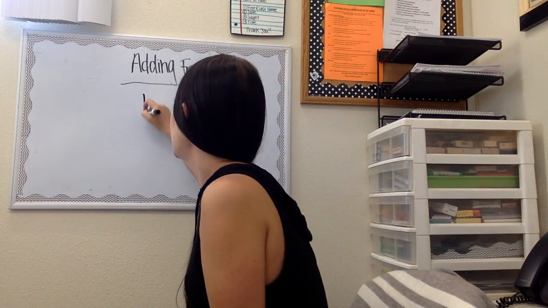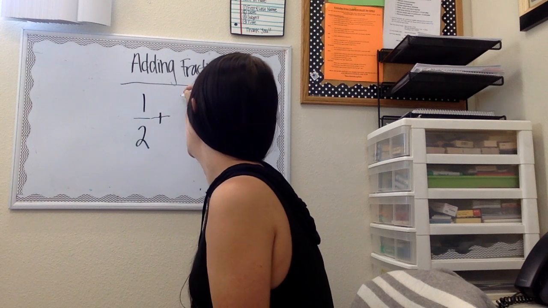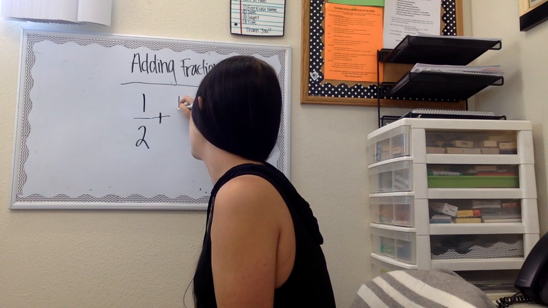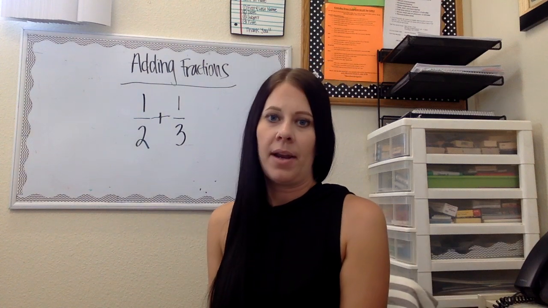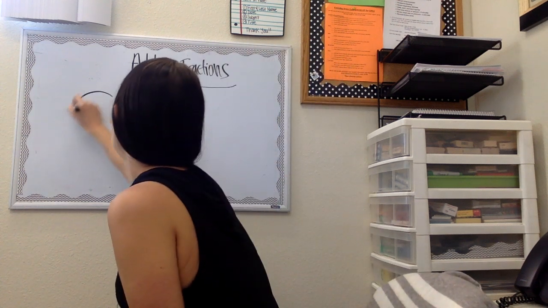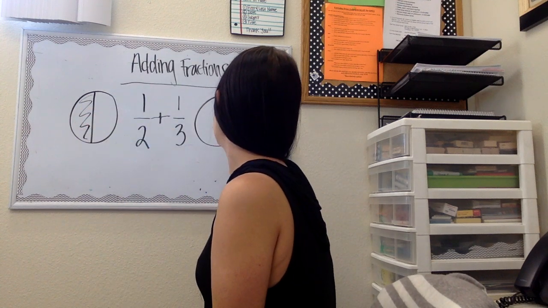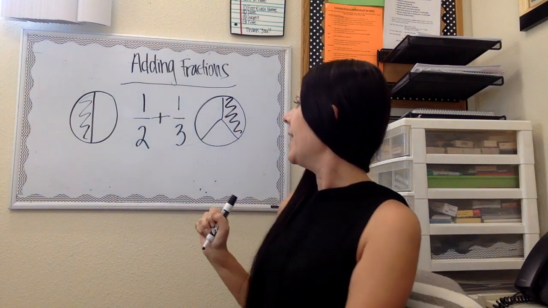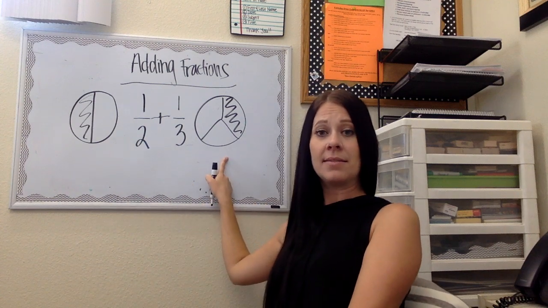So when I have, let's say, 1/2 plus 1/3, I cannot just add them right now because they're not the same. This is saying I have a pizza and I have a half of it. This is saying I have a pizza and I have 1/3 of it. I can't just say I have 2 pieces. This piece is not the same as this piece.